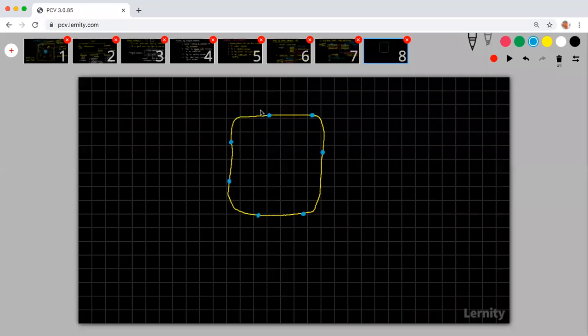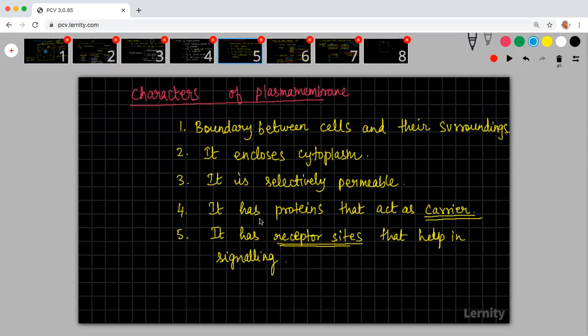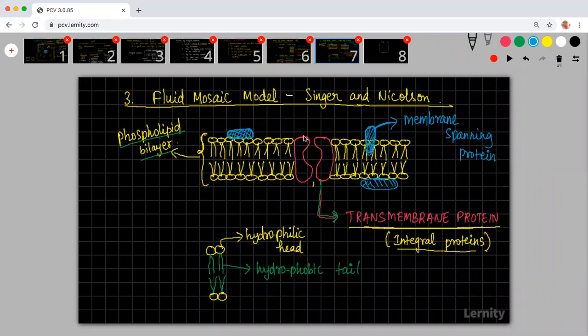What is the role of these proteins? These proteins will allow the movement of substances, which means substances cannot come this side directly. They have to come only via the carrier substances. So these integral membrane proteins are what I mentioned here as carrier. It has proteins that act as a carrier. This is the protein that we are talking about. This particular transmembrane protein is a carrier protein which will allow the movement of molecules.